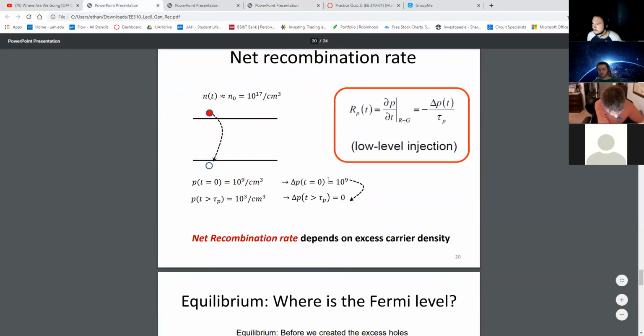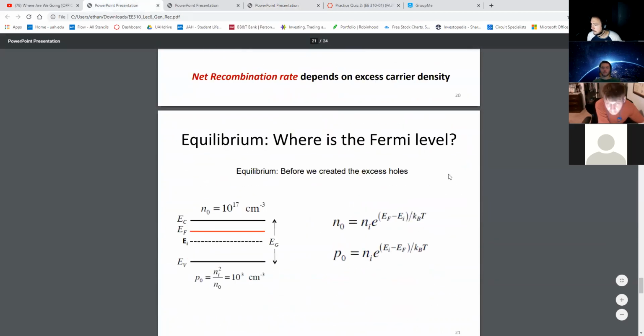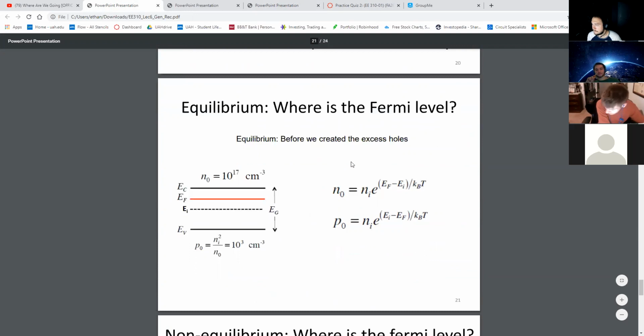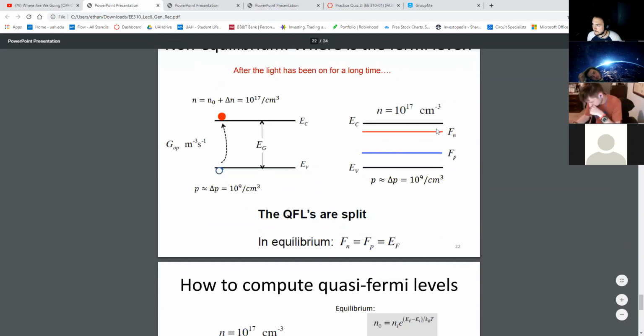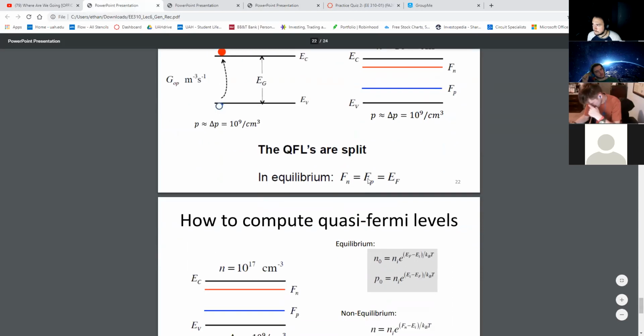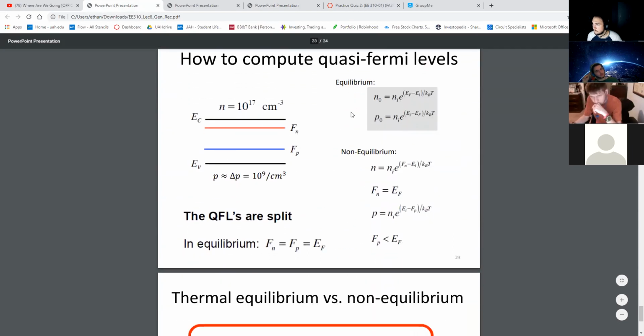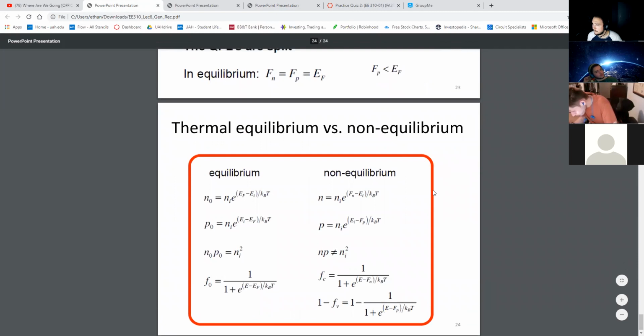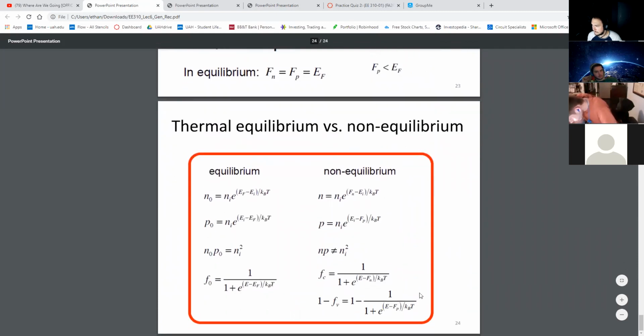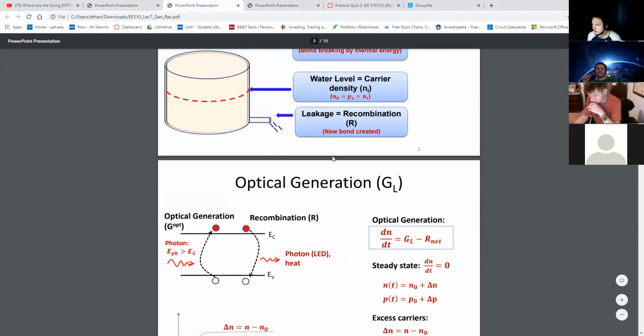All right, I'm going to move back to this one where I got sidetracked. Here is where he starts talking about Fermi level stuff. The Fermi levels end up getting split into the quasi-Fermi levels, QFLs, and in equilibrium, they're equal to each other and equal to EF. This is where he starts saying how you compute them, and he ends up with your formulas, thermal equilibrium versus non-equilibrium, with these massive equations that no one likes. This is the end of this slide. These aren't the formulas we want. They're overly complex for what they are.